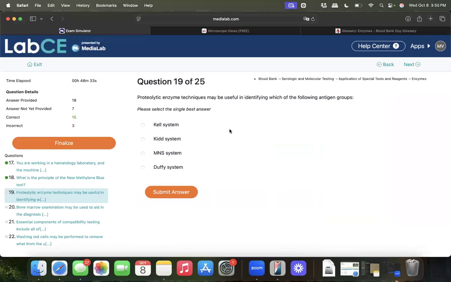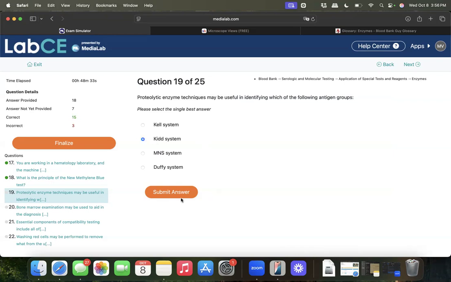Proteolytic enzyme techniques may be useful in identifying which of the following antigen groups: Kell, KID, MNS, or Duffy. This is an interesting one because I guess it depends, right? Are you ruling in something or ruling out something? Sometimes I'll say I have a Duffy A and an E, and there are only two cells that have E, but both of those two cells are positive for Duffy A. So I would do an enzyme treated panel to get rid of the Duffys and then the anti-E is able to express, right? So I don't know, dude. We can take a guess and then see what the explanation is.